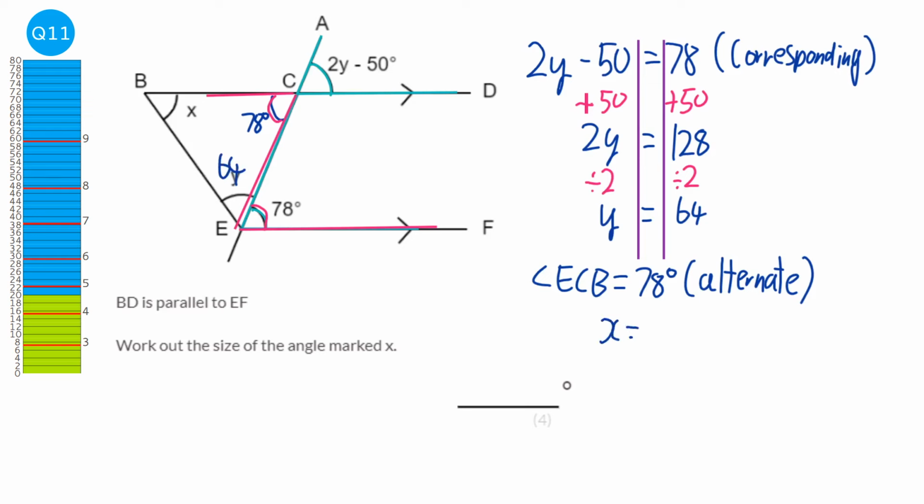So x equals 180, angles in a triangle, take away the 78 we know and the 64 we know. And the reason for that is angles in a triangle add up to 180 degrees. And just make sure you write down all the reasons as you go. And when we take away the 78 and the 64 from 180, you get 38. So x is therefore 38 degrees.